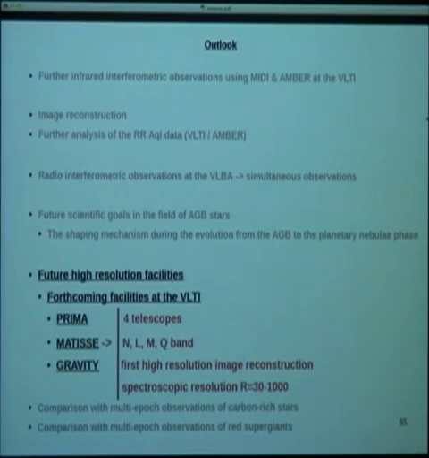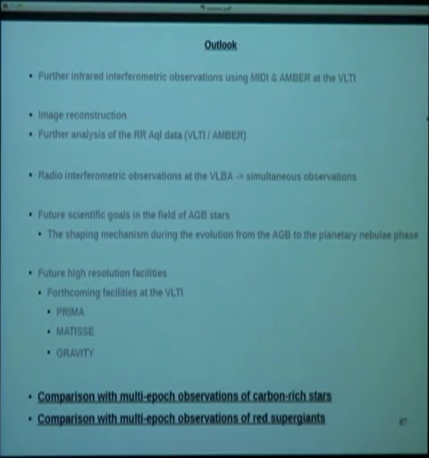And there are the future facilities for interferometry. There is MATISSE, which has 4 telescopes, which will offer imaging, and it will operate in the N, L, M, and Q bands, and will give us the possibility for image reconstruction, and GRAVITY, which will increase the sensitivity.